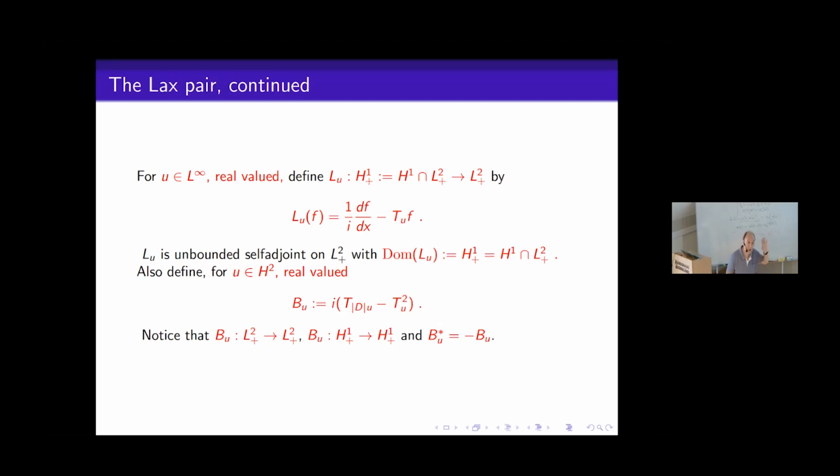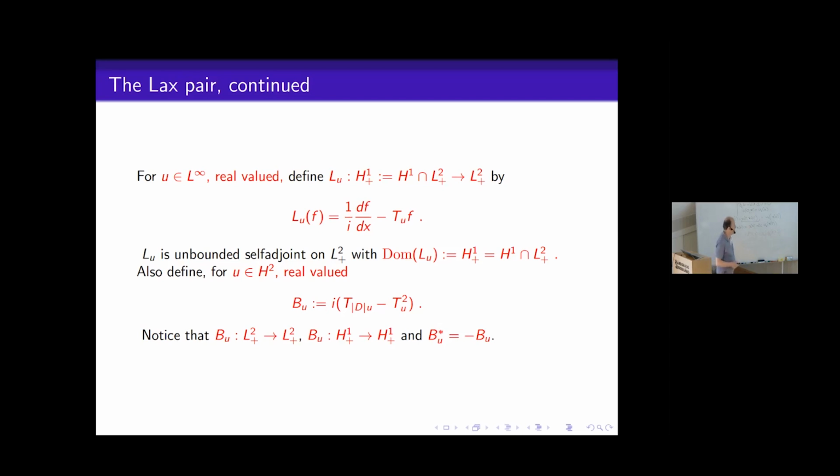So if you apply the Plancherel formula to compute the inner product of this guy with f, you will get the integral of xi times |f hat of xi| squared, which is positive because xi is positive on the support of f hat, right? So it's easy to see that this is an unbounded self-adjoint operator. Its domain is precisely H^1 plus.